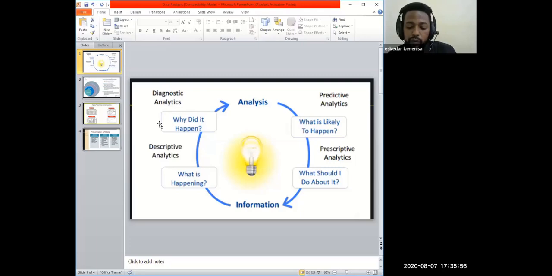The other way of analyzing is predictive analysis. Predictive, as the name indicates, means you make assumptions. You make assumptions in predictive analysis. Therefore, the question that you have to answer is, what is likely to happen? Therefore, this is another question. The answer is going to be given in the form of an assumption. What is likely to happen in the future?